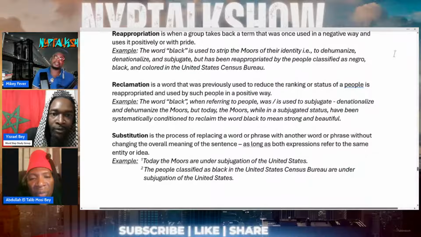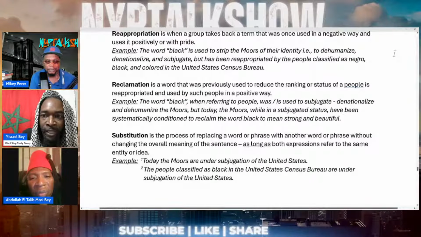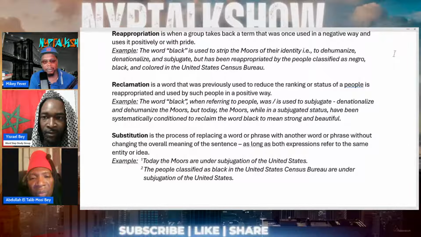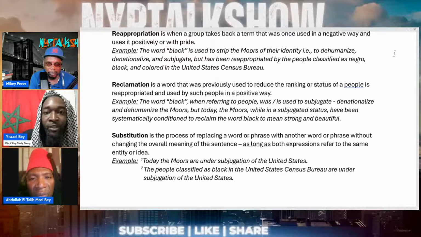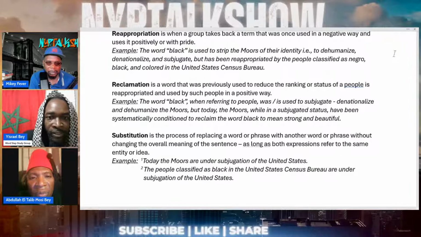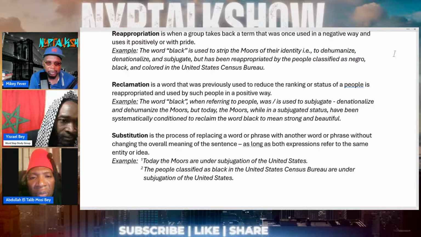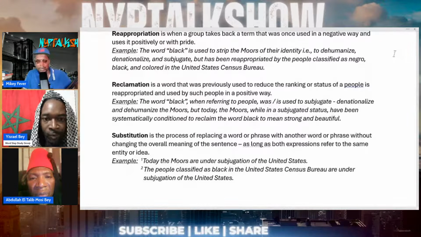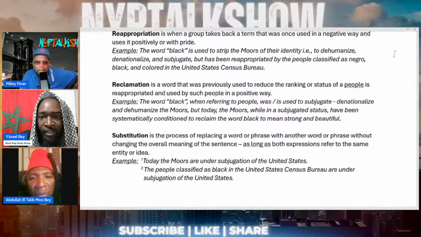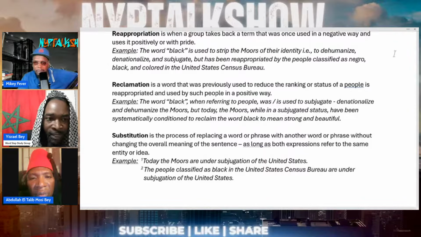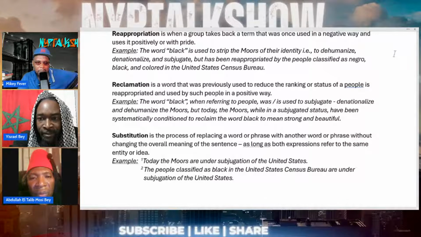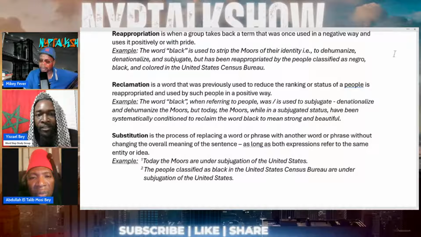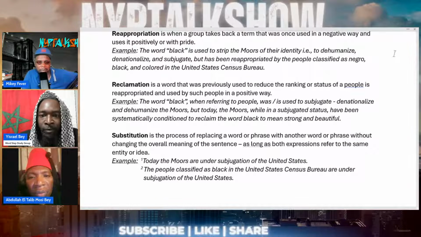Reclamation is when a word that was previously used to reduce the ranking or status of a people is reappropriated and used by such people in a positive way. Example, the word black, when referring to people, was and is used to subjugate, denationalize, and dehumanize the Moors. But today, the Moors, while in a subjugated status, have been systematically conditioned to reclaim the word black to mean strong and beautiful.